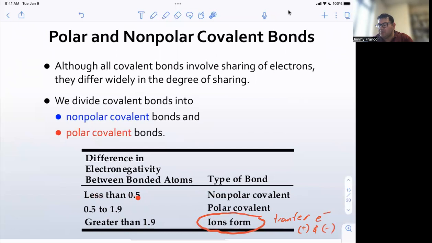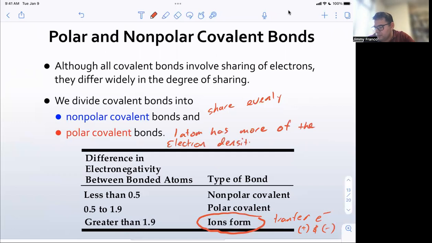Right? So if it's less than 0.5, we're going to say it's non-polar covalent. Okay? So covalent always means sharing. And what we'll generally say is that if they're non-polar covalent, they're going to share pretty evenly. If they're polar covalent, it means one atom has more of the electron density. All right, so if you're polar covalent, one of the atoms has more of the electron density.